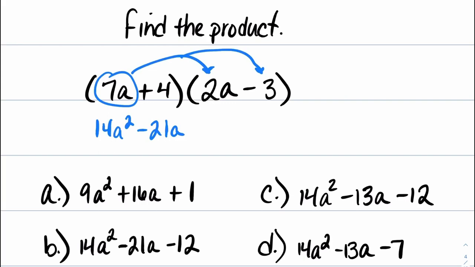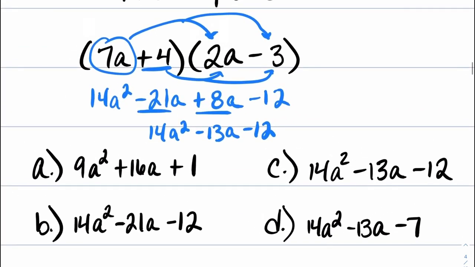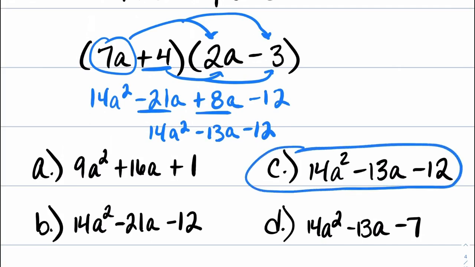And don't forget, you have to come back and do the same thing with the second term in the first polynomial. 4 times the 2a is a positive 8a. 4 times the negative 3 is a negative 12. Combine your two like terms in the middle to simplify. In this case, we're left with 14a squared minus 13a minus 12. And then we'll look for that as our answer choice. It looks like answer choice C is our correct answer.